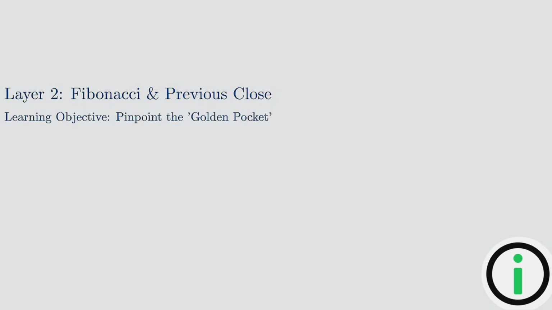Now that we have a bullish bias, we need to find the value zone. This brings us to layer 2, Fibonacci and the previous close. Our learning objective is to use Fibonacci retracement to pinpoint the golden pocket. Institutions often wait for price to revisit historical zones of interest to collect liquidity. They use large limit orders to get a better average price for their massive positions.